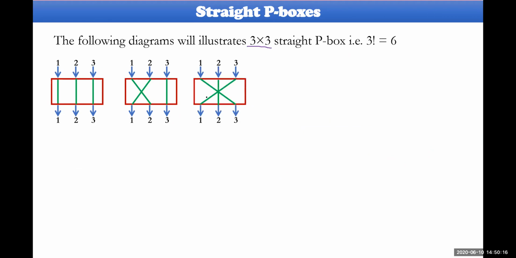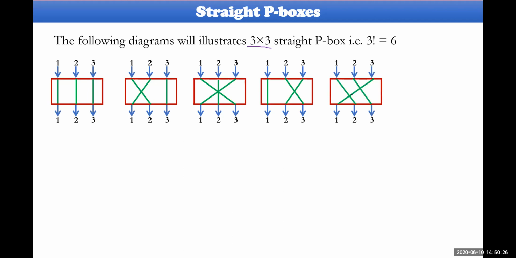1 to 3, 3 to 1, and 2 as it is. Then the next combination, 1 to 1, 2 to 3, so 3 to 2. Next combination, 1 to 2, 2 to 3, 3 to 1. Next combination, 1 to 3, 2 to 1, and 3 to 2. So these are 6 different types of combinations. You could not achieve more than these, because the number of inputs is 3, and you could get only 3 factorial permutations and combinations here.